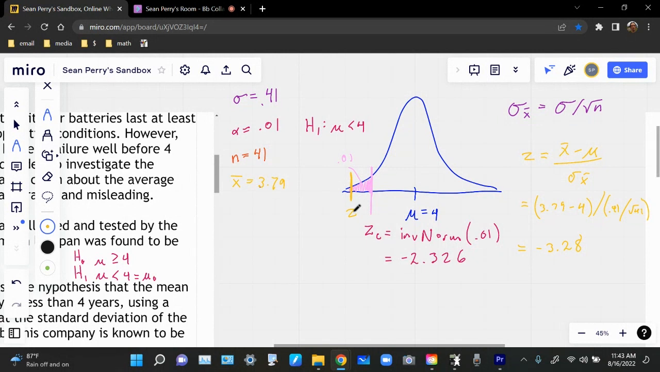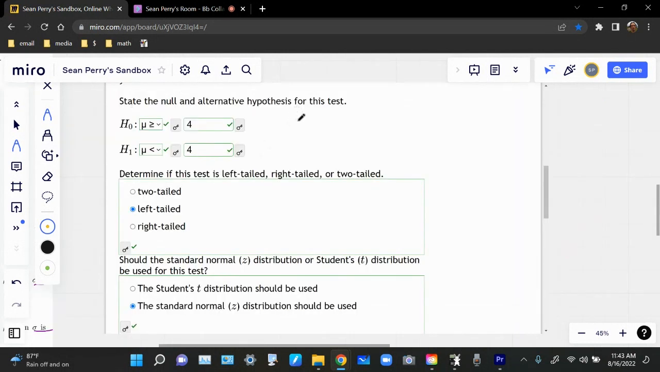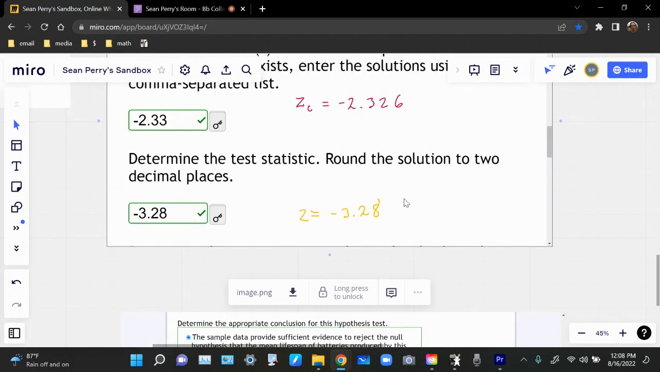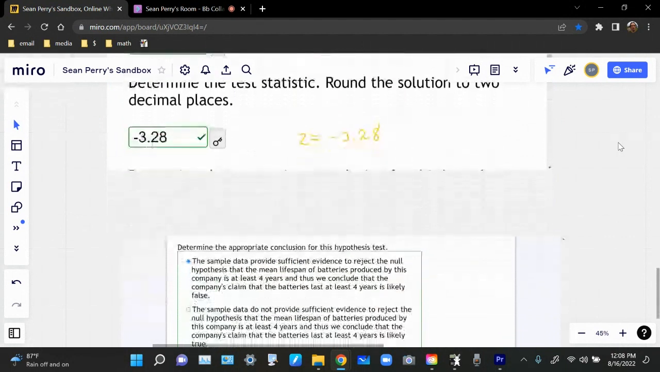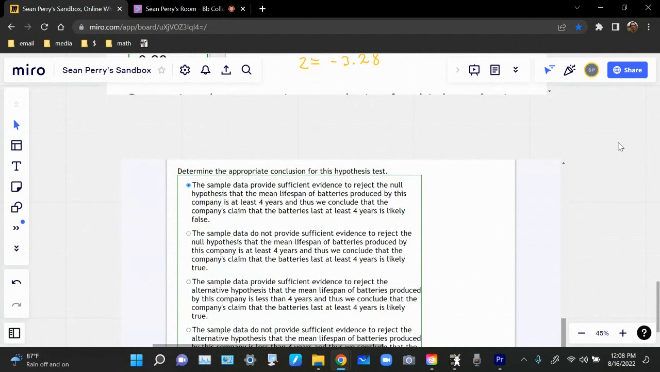Let's go through the answers and see how we did. So we got the correct statement of the null and alternative. It is indeed left-tailed because it's less than here. And because we knew sigma, we should use a z-score. And so, yep, we got the correct answers up to rounding for the test statistic and the critical z-score. We notice that since the test statistic is farther left than the critical z-score, we would reject the null hypothesis. In fact, the mean lifespan is likely less than 4 years, and the company's claim is likely false.